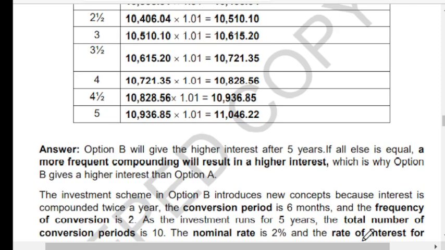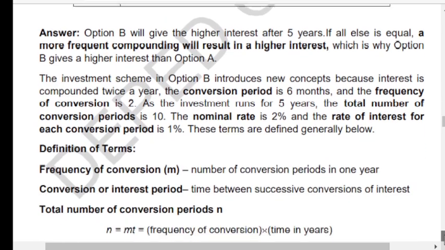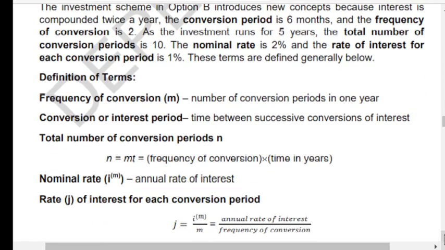Kaya gitamis ko man ito. So we have what we call the nominal rate, which is 2%, and the rate of interest for each conversion period is 1% because we are dividing 2% by 2 terms. So these terms are defined generally below. We have the frequency of conversion, which is equal to m. It's the number of conversion periods in 1 year.